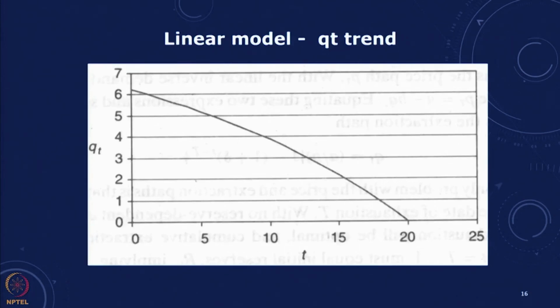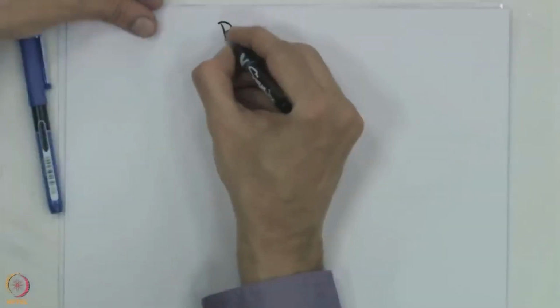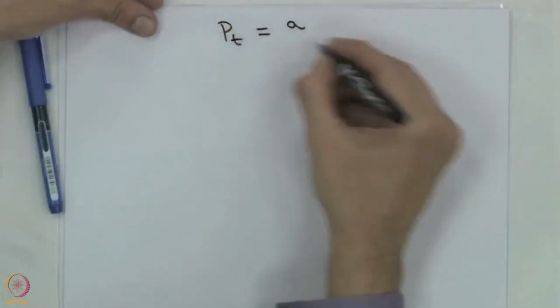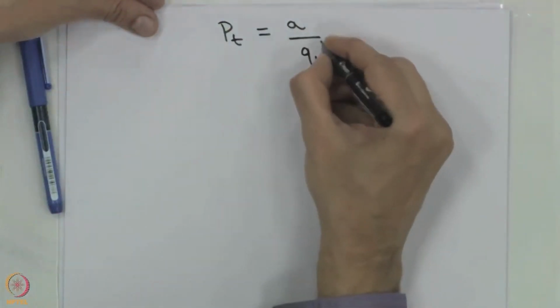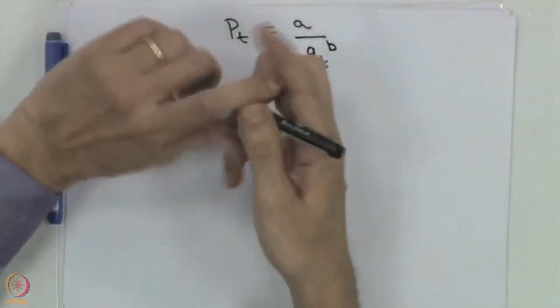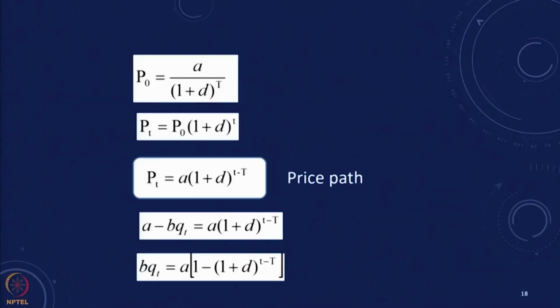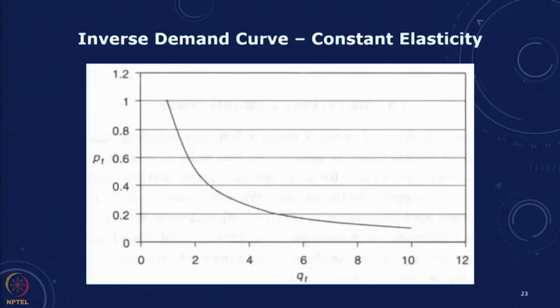Now, what happens if instead of the linear inverse demand curve, we had a different demand curve, the constant elasticity demand curve? Let us derive for that. Pt is equal to A by Qt raised to B. In this case, if we have this curve, you will find that Qt would not become 0, and Qt would tend to 0 only as t goes to infinity.